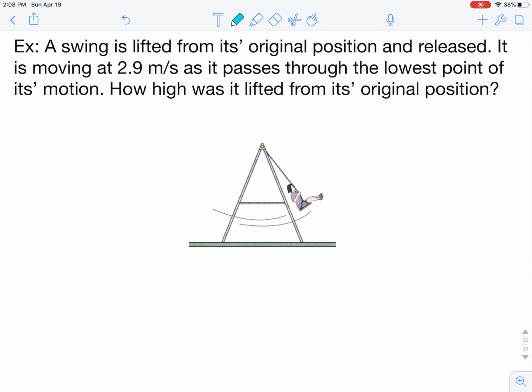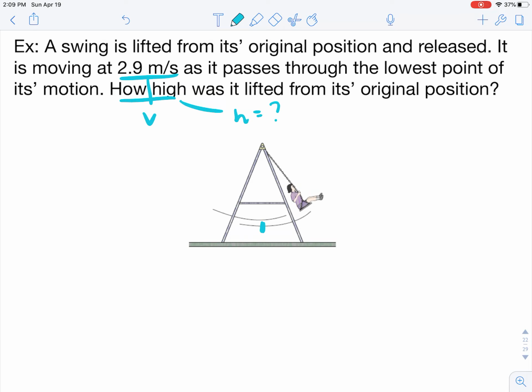So let's look at another scarier example. A swing is lifted from its original position and released. It is moving at 2.9 meters per second as it passes through the lowest point, we'll say that's about here, of motion. How high was it lifted from its original position?